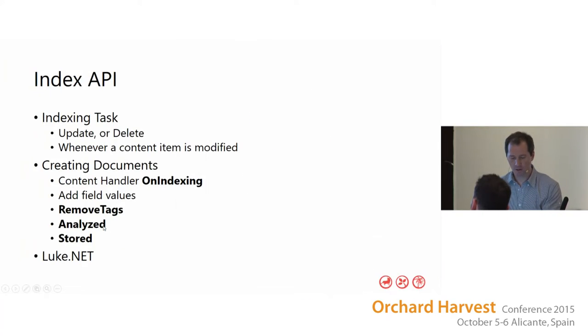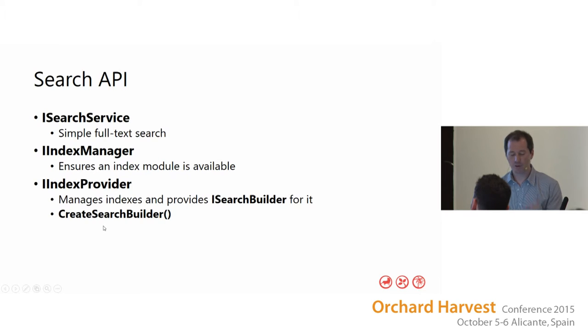So that's it about how it works. Now the search API. The search API is how to reuse an index to do actual searches. Three important interfaces. The ISearchService, this is the simplest thing you can use. If you use the search module, the ISearchService will let you do a simple full text search. You type a query, it returns a document. Done. The index manager will let you manipulate different indexes and create searches on these indexes, and also list all the available indexes. But mostly it's to manage indexes.